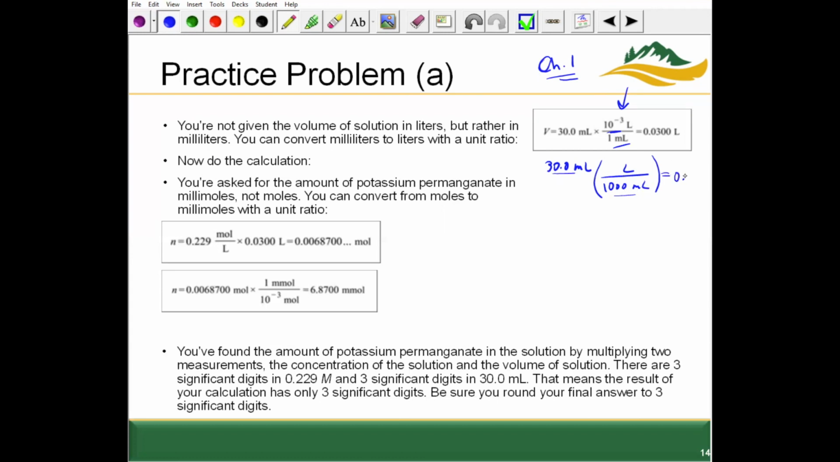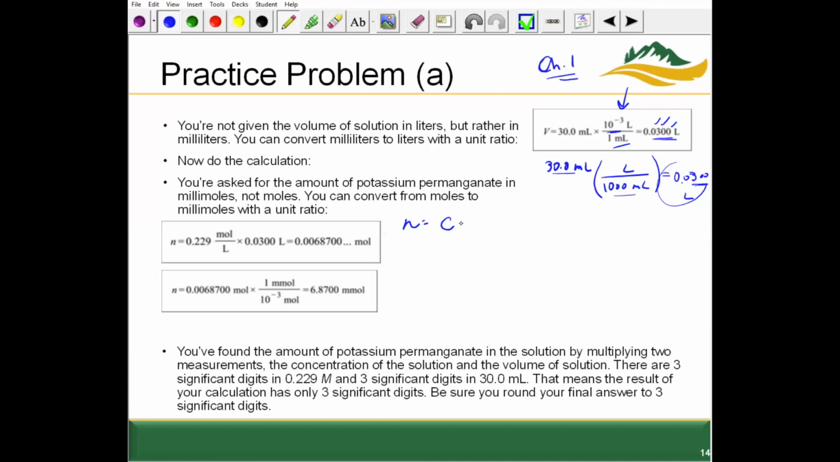That does come out to 0.0300 liters. So 30 divided by 1,000, we still want 3 sig figs technically, so 0.0300, where this is a sig fig, same with this 0, and same for that 0. So remember, those are all sig figs. Now that we have our volume in liters, so going back to that equation, we're going to solve for moles.